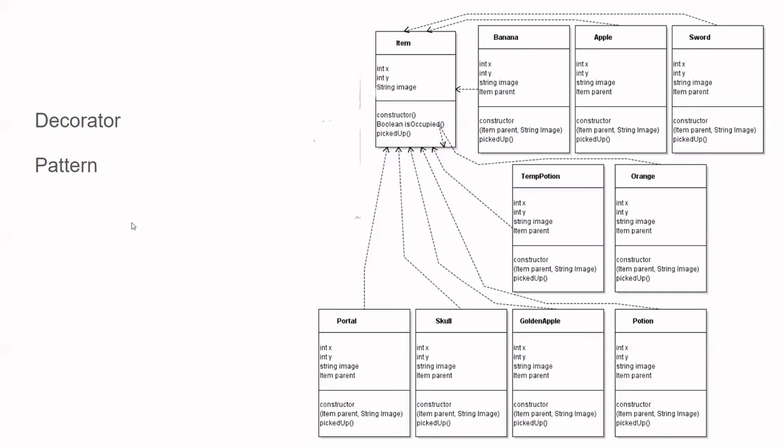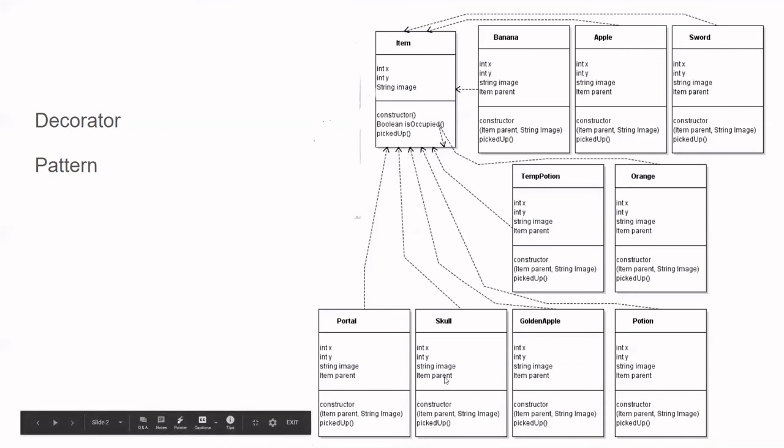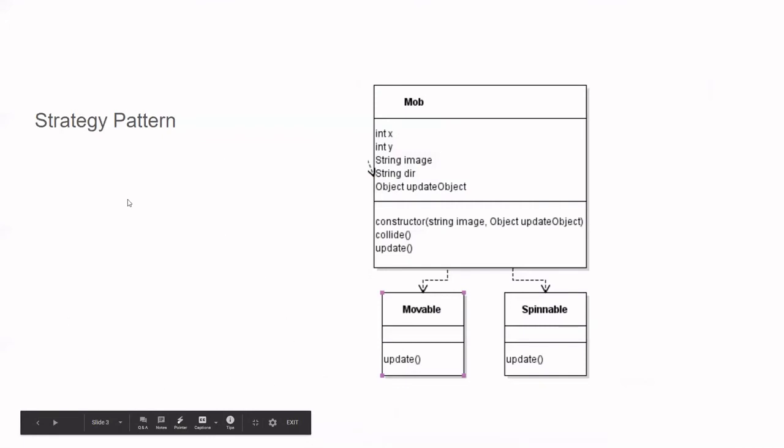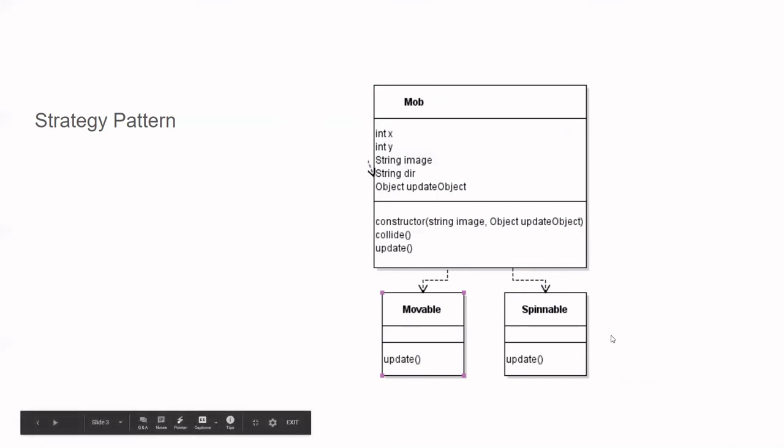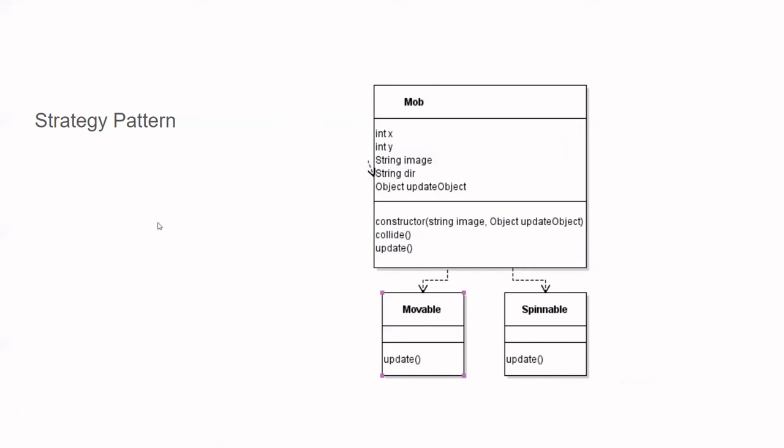Yeah. So that gives you the idea of the decorator pattern, just wrapping that base item class in all these different specific classes. For the strategy pattern, we're using this for our mobs. Our mob class is the class for the enemies that either spin or move around the screen. So the idea here is that the main game has an array of mobs, and every tick of the game loop, it's going to iterate through the mobs and call the update method on those mobs.